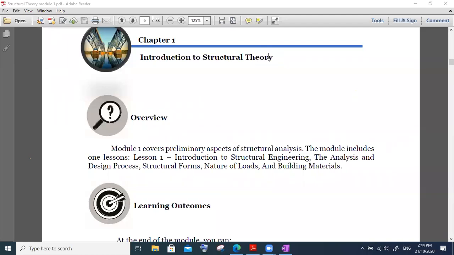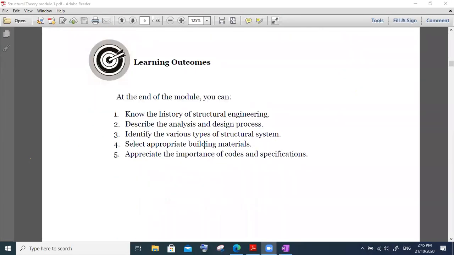And kung titingnan kasi natin dun sa may curriculum, the previous curriculum, may dalawa tayong structural theory. Yung first na structural theory natin is only focused doon sa determinate structure and then sa ating theory 2 sa mga indeterminate structure. Pero sa case ninyo ngayon, pinagsama na yung dalawang theory in one subject. Kaya na-compress natin.